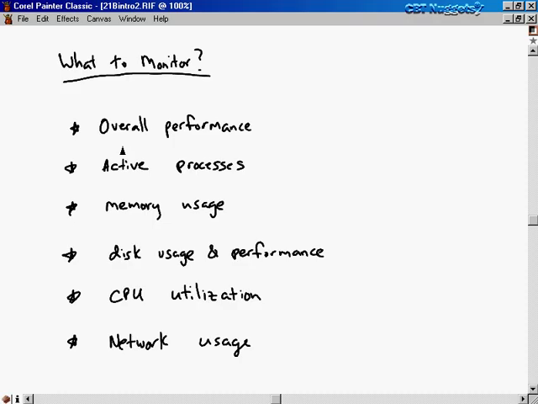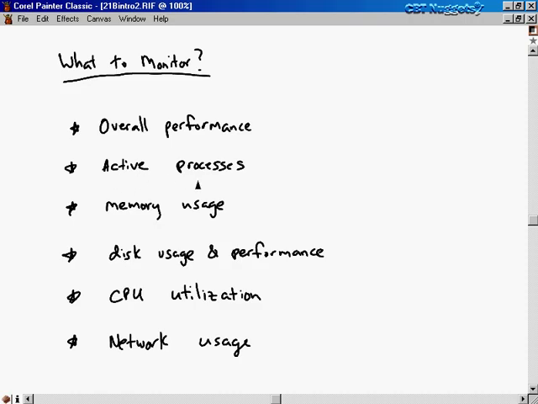Now the question is, what do we actually monitor relating to those four pieces of the system? Well, we want to monitor the overall performance of the system. Now this is kind of a nebulous concept. We'll talk about what this means when we go out to the Linux screen and start looking at some stuff. But basically this is kind of like the load average, and you'll see there are some statistics and some commands that we can look at that will give us an idea of the overall performance of the system.